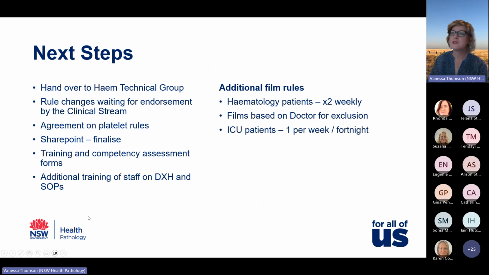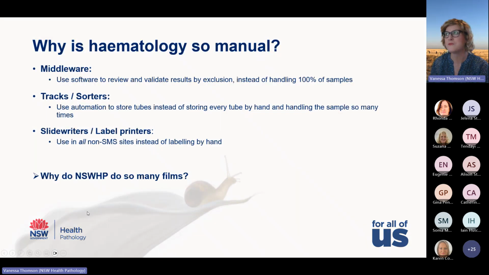We probably do need to look at training and competency documents. That's one thing that we still didn't quite get to, and additional training for staff. That has been a request that's come back from some of the staff in the labs as well. I'm sure that there are still more films that can be reduced, but that'll be for the clinical stream and the haematology technical group now to take on.